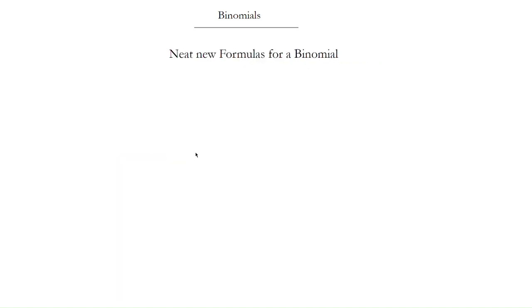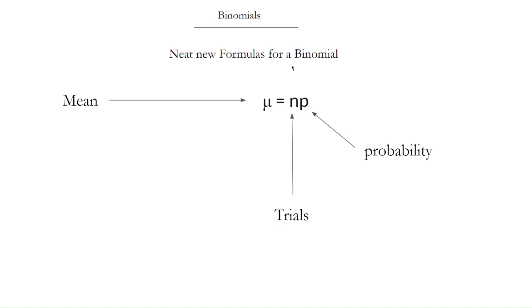Now let's talk about new formulas for a binomial. We've talked about the mean in this channel, but if you're going into binomials, the formula for mean is now different. The mean formula is this. This is the symbol of mean, n and p, where n is the number of trials and p is the probability.